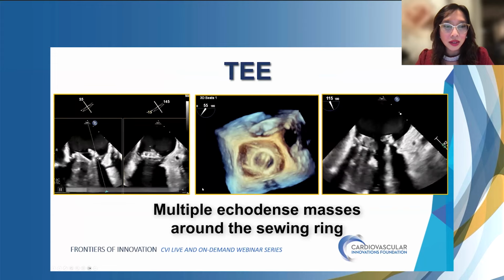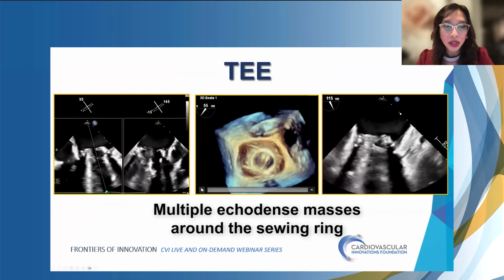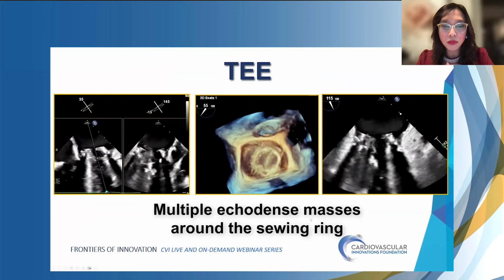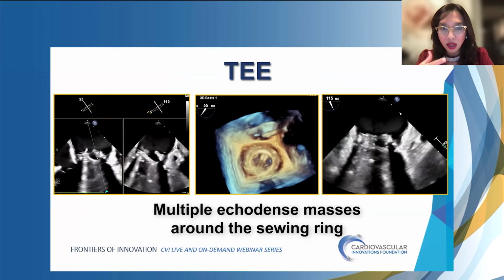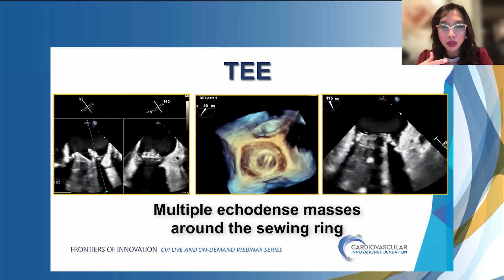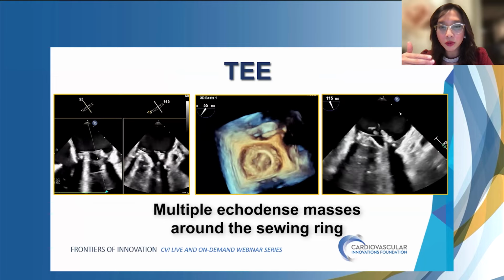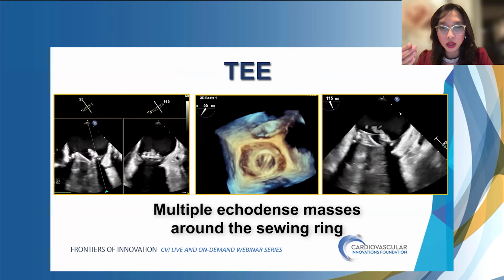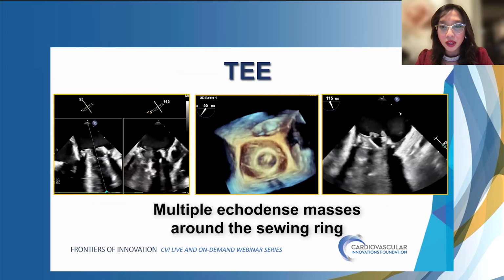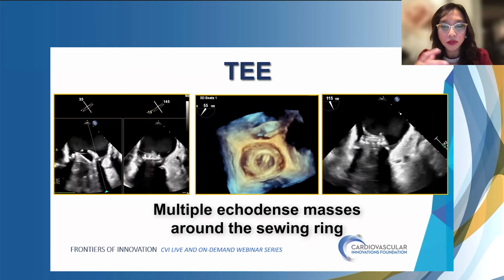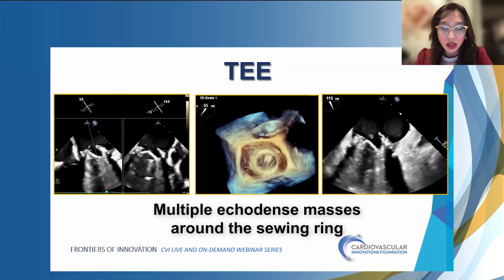You can see here on the left-hand side the mechanical valve, and the tilting disc is working well, but you see multiple echo dense masses. In 3D, in the middle image, you can see this echo dense mass sitting on the sewing ring all the way from 6 o'clock to 12 o'clock, anterolaterally. And you can see on the right-hand side there as well, really a lot of these echo dense masses.